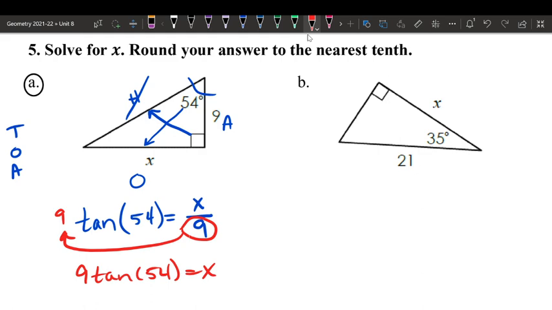And as long as your calculator is in degree mode, you just have to type that in. So 9 tangent 54 is 12 point, all right, so x equals 12.387. This says round to the nearest tenth. The tenth is one place after the decimal, so I'm rounding to this spot. The 8 tells the 3 to go up. So 12.4.